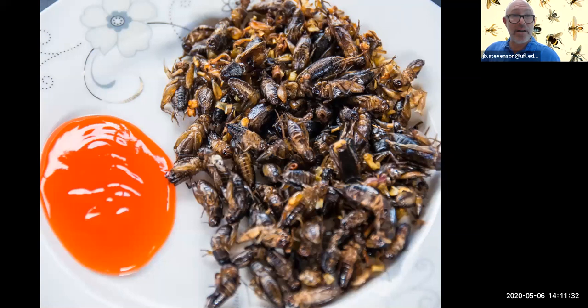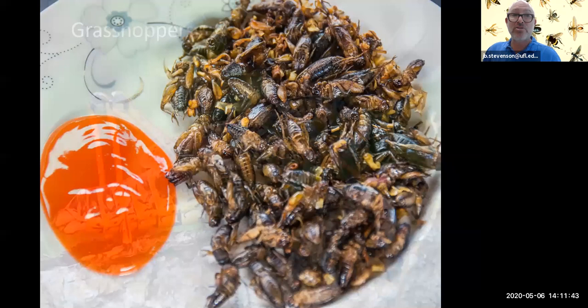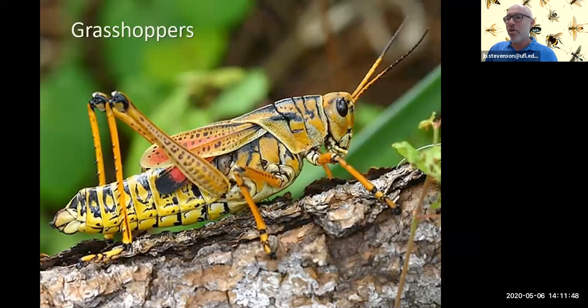I've heard people have made chocolate chirp cookies out of flour made from ground up crickets. Don't yuck. It could be coming soon to a Publix near you. The grasshoppers are also in the Orthopterans. And I like this slide. Perhaps you've seen one of these very large grasshoppers in your garden. They love to chew on some of the lilies, some of the amaryllis.